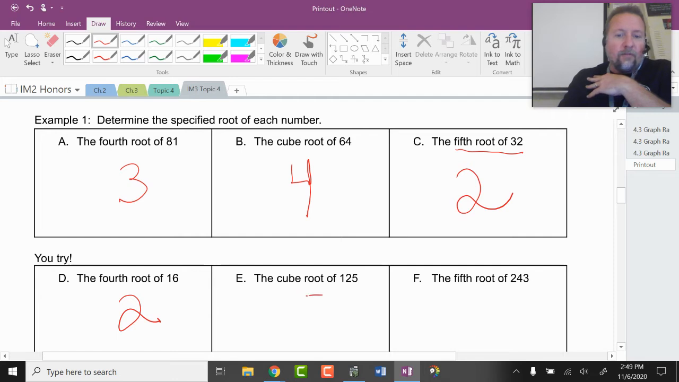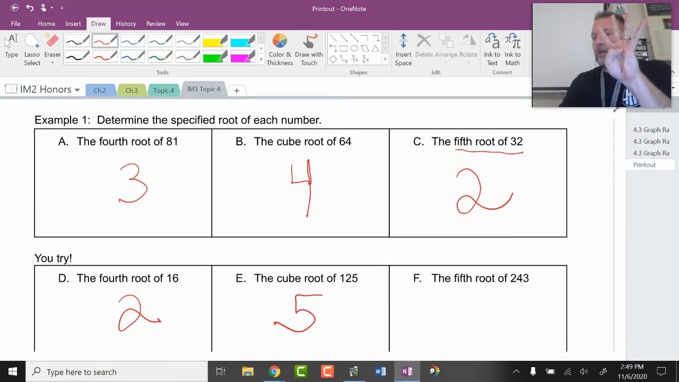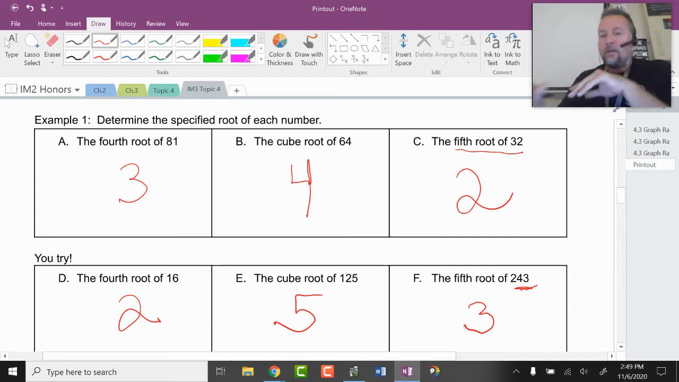Cube root of 125, 5. Ooh, the fifth root of 243. 4 threes multiplied together is 81. Guess what 3 times 81 is? So the fifth root of 243 is also 3.